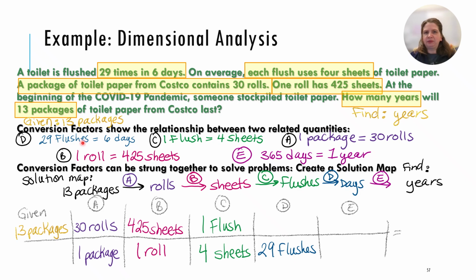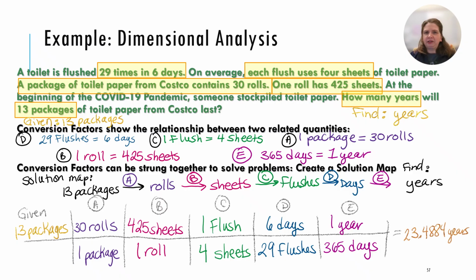Each conversion factor will be in its own column. Pay attention to the units when placing numbers to make sure that the number goes next to its correct unit. We will end up with 13 packages times 30 rolls divided by 1 package times 425 sheets divided by 1 roll times 1 flush divided by 4 sheets times 6 days divided by 29 flushes times 1 year divided by 365 days.